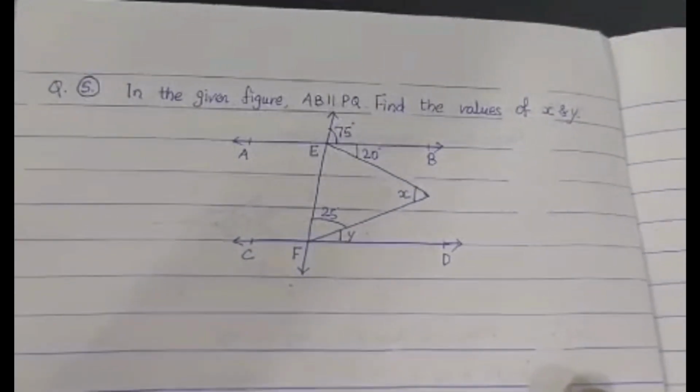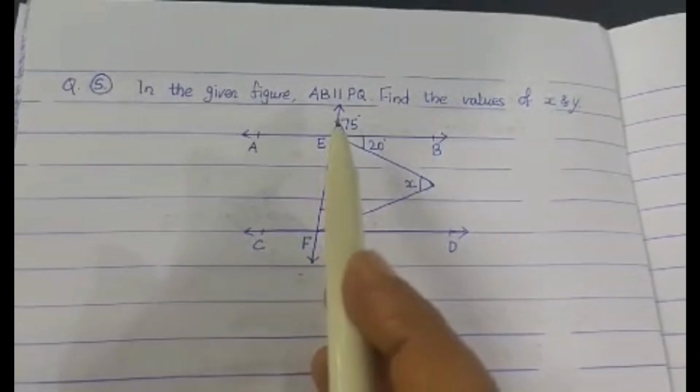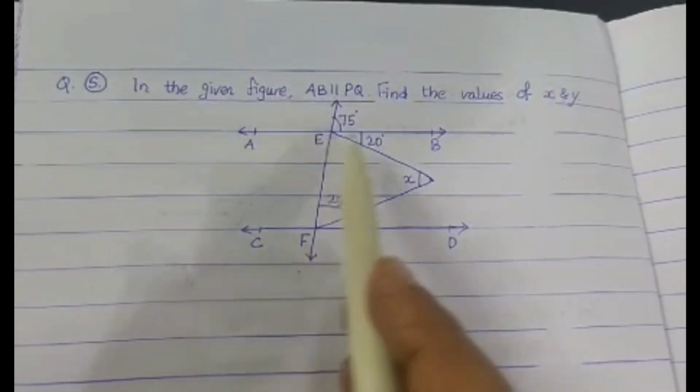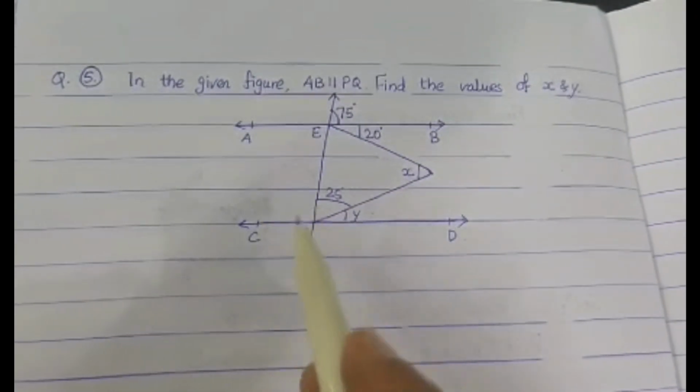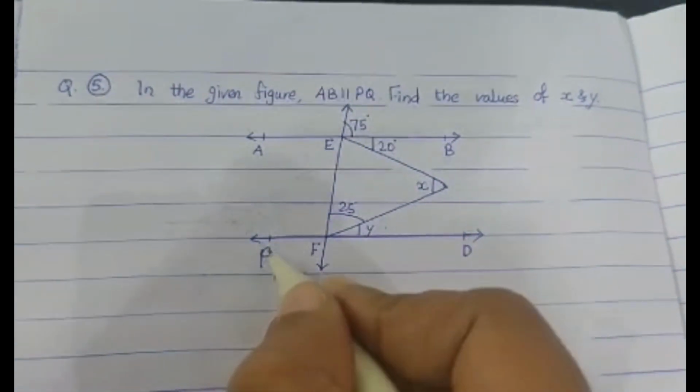So friends, let's solve this question. In the given figure, AB is parallel to PQ. Line AB, sorry, I have written PQ, so it will be PQ here.